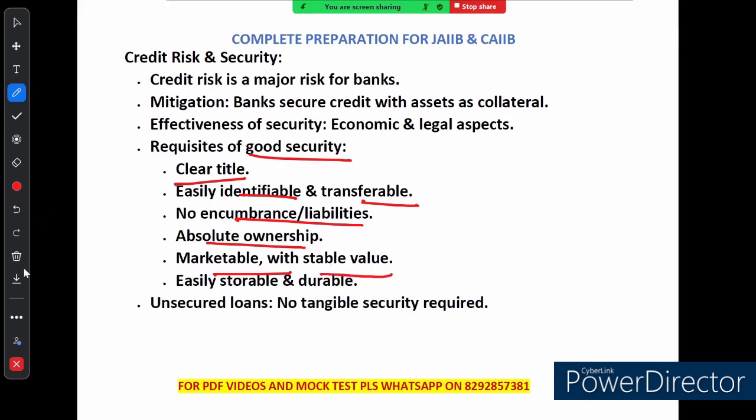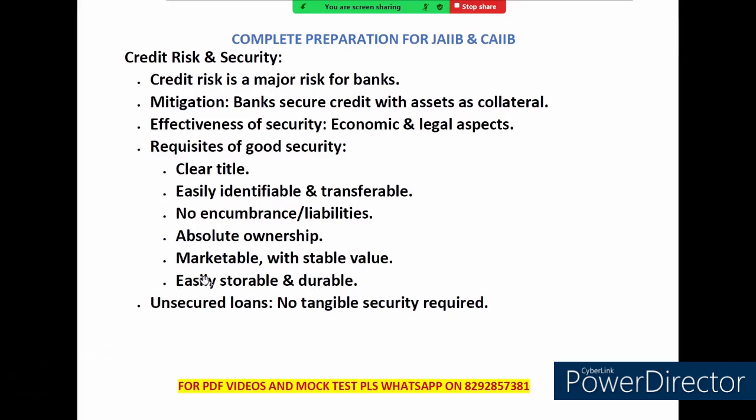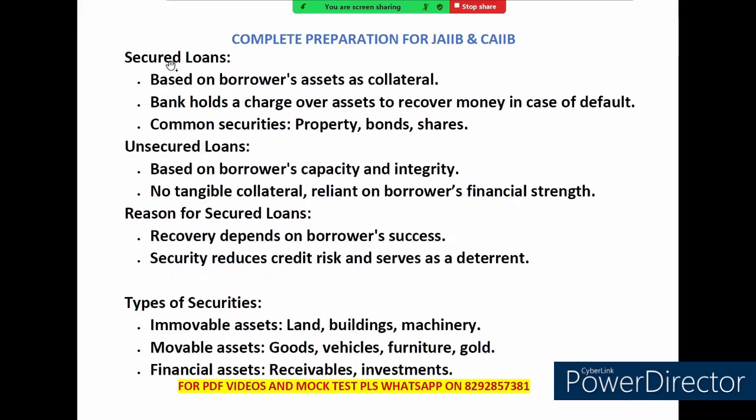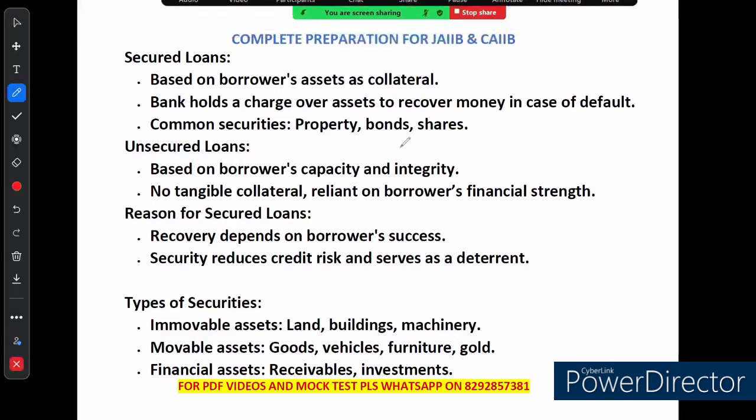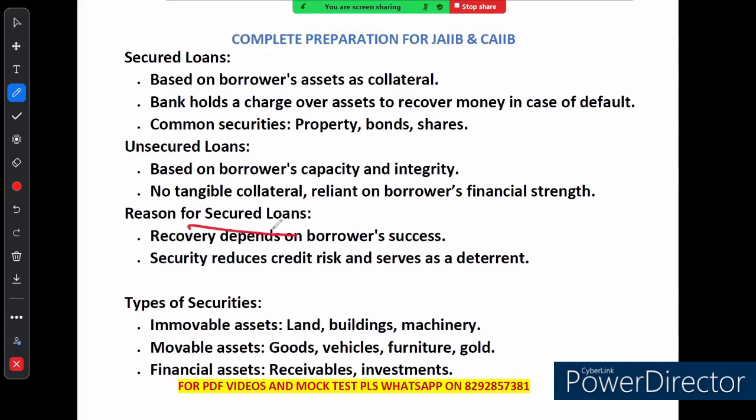Now let's talk about secured versus unsecured loans. There are two main types of loan. One is called secured, the other is called unsecured. A secured loan means the borrower gives an asset like property or bonds as collateral, right? The bank holds these in case the borrower can't repay. And the second is called an unsecured loan, which means no asset is given and the bank trusts the borrower's ability and integrity to repay. Now the question is, why secured loans? See, banks prefer secured loans because they have a backup if things go wrong. If the borrower struggles, the bank can use the collateral to recover the money.